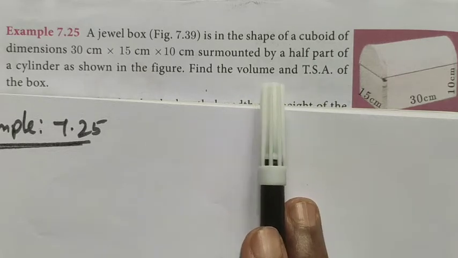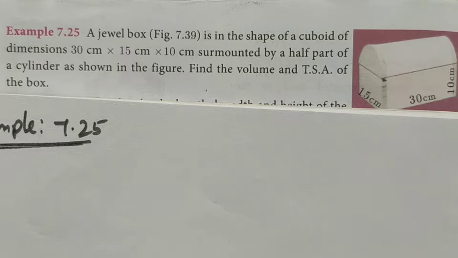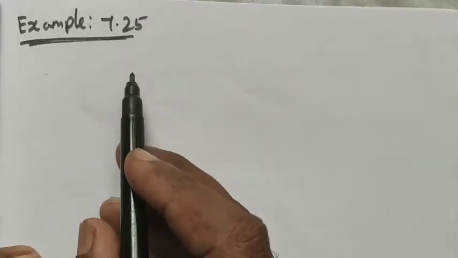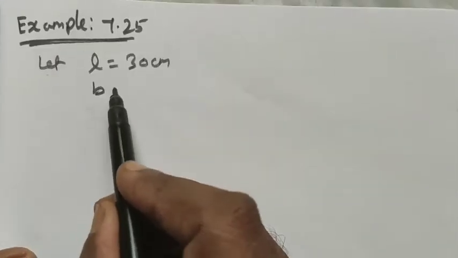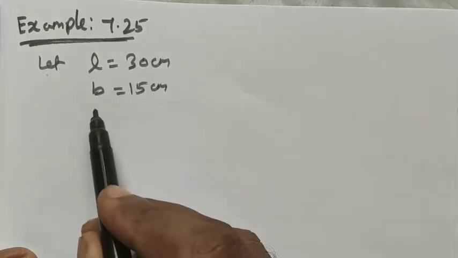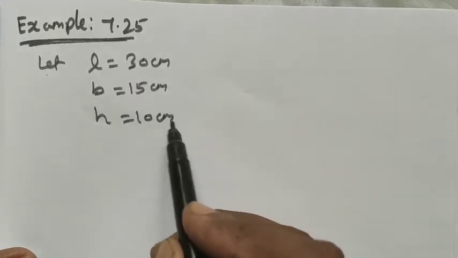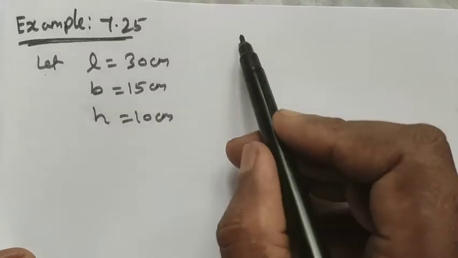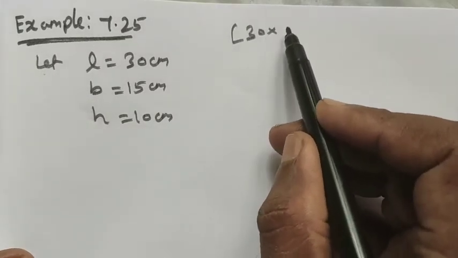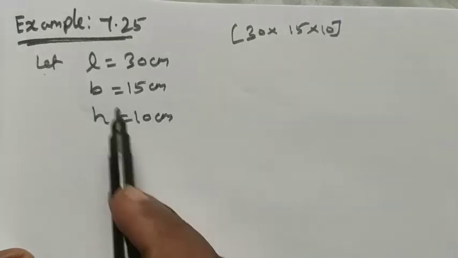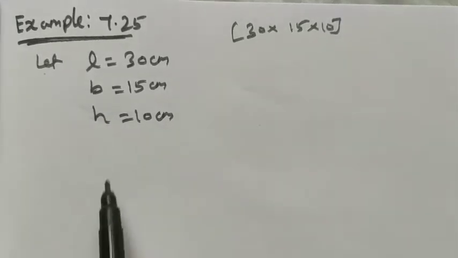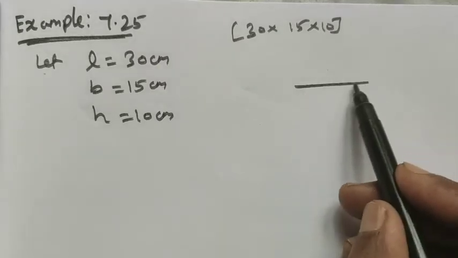We want to find the volume of this box and the total surface area. Here the dimension of the box is given as 30 into 15 into 10. So let me take the length l equal to 30 centimeter, the breadth b equal to 15 centimeter, and the height h equal to 10 centimeter. So let me take it as LBH. Now the box is like this.